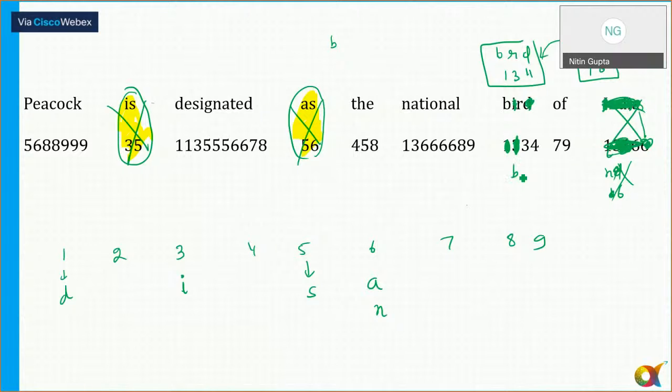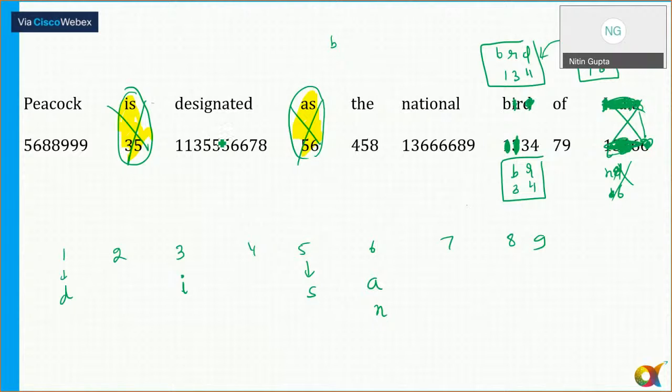So B and R, one of them is 3 and the other is 4. We'll see that; maybe I'll get help from somewhere else, probably. So among one of them, B and R is equal to 3 and 4 here. Now, similarly, we are left with the word THE.